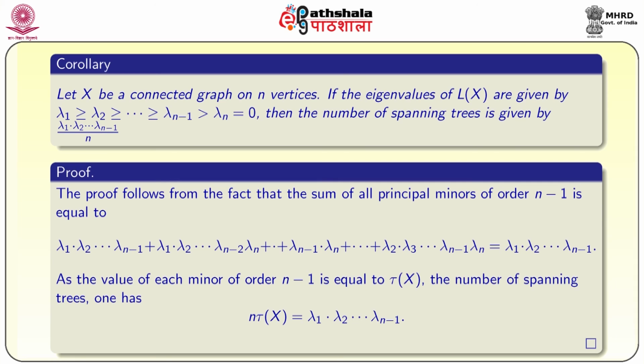So as the value of each minor of order n minus 1 is equal to tau of x, the number of spanning trees, one has n into tau of x is equal to lambda 1 into lambda 2 and so on up to lambda n minus 1. Or equivalently, tau of x is equal to lambda 1 into lambda 2 and so on up to lambda n minus 1, divided by n. So this is giving the number of spanning trees in terms of the eigenvalues of the Laplacian. That means excluding 0, multiply all other eigenvalues and divide by n, and we will get the number of spanning trees.